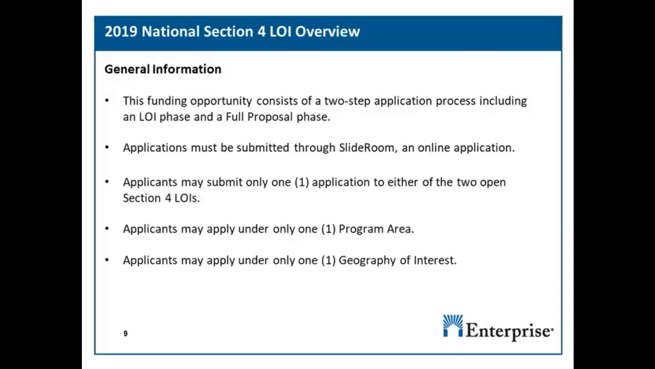You will also need to select only one program area. We understand that projects may touch multiple program areas, which is fine. However, you will need to choose a single program area that most closely aligns with your proposed project. And then just a note too that any applications that touch multiple program areas will not receive a scoring advantage. Again, you can only select one geography of interest. So again, we understand that some organizations may work in multiple geographies, but as part of the application process, you have to choose only one geography of interest.